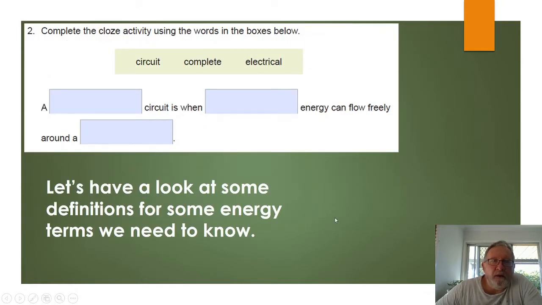Alright, here's a very simple little task. Complete the cloze. Here are the 3 words that are missing from this short sentence. See if you can work out which word goes where. So pause the video and have a go at that. Alright, let's see. A complete circuit is when electrical energy can flow freely around a circuit.